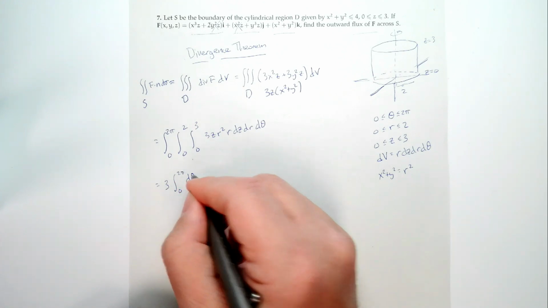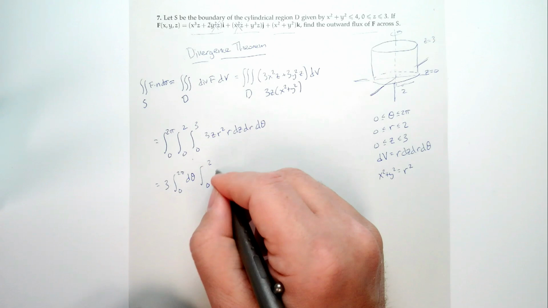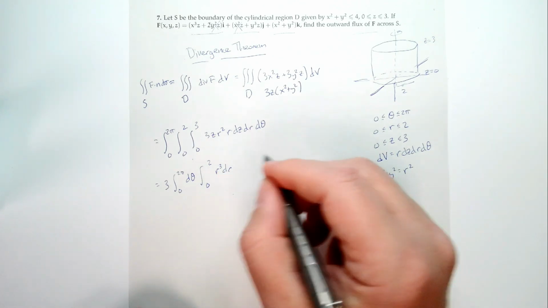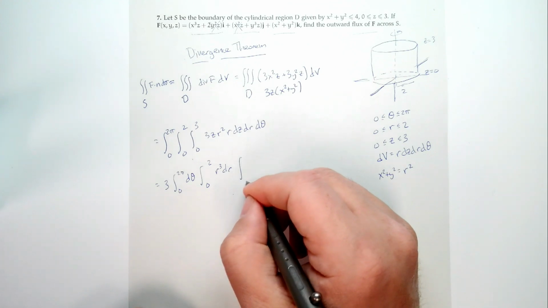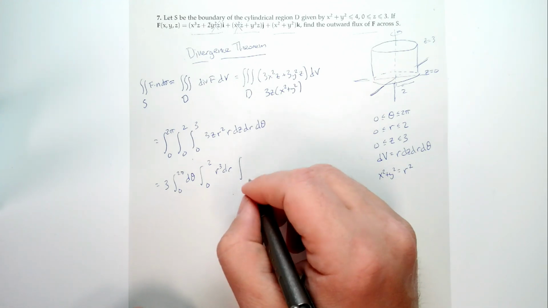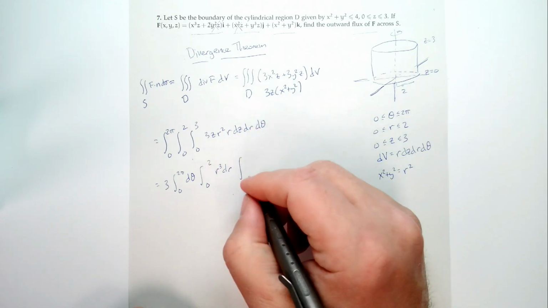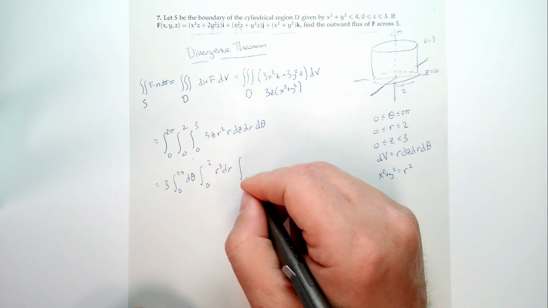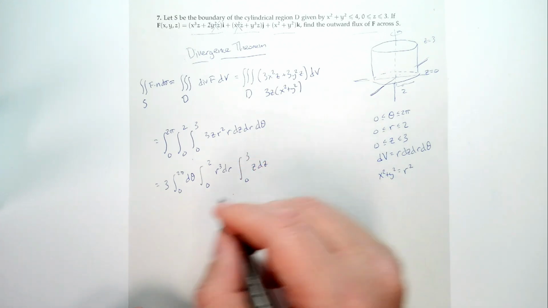By the way, if you don't like to pull integrals apart, you don't have to. Do what you're comfortable with. And as long as you get the right answer, then you're fine. And if you don't get the right answer, do a different thing. So, all right. So we have r cubed because we have r squared times r. And then the other thing we have is the integral from 0 to 3 of z dz.